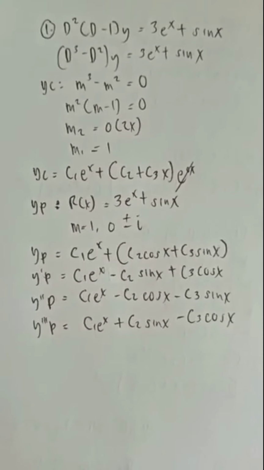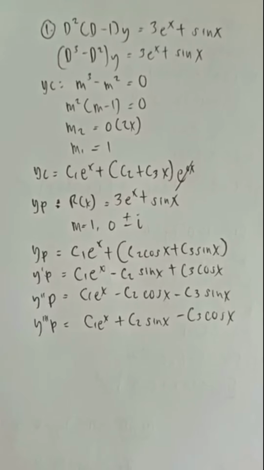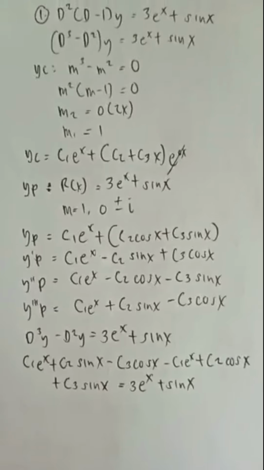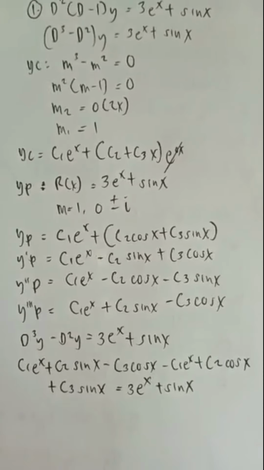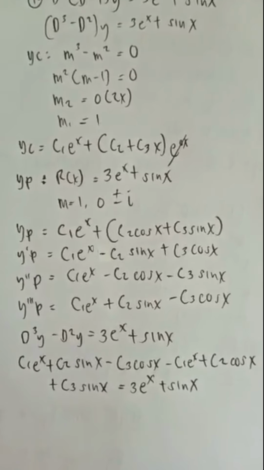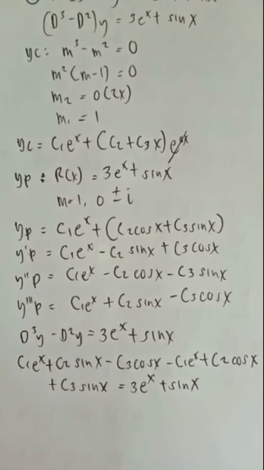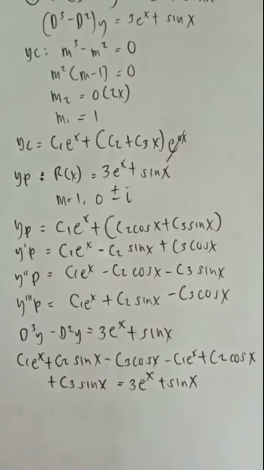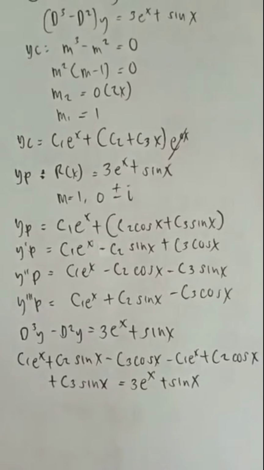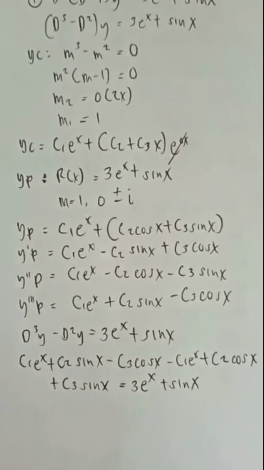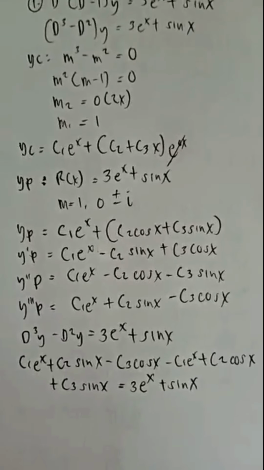Then, mula sa original na given, i-distribute natin yung y. And in this case, yung y is yp. Kaya magiging d cubed yp minus d squared yp is equal to 3e raised to x plus sin x. Isa-substitute natin yung third and second derivative ng yp, kaya magiging c1 e raised to x plus c2 sin x minus c3 cosine x minus c1 e raised to x plus c2 cosine x plus c3 sin x is equal to 3e raised to x plus sin x.